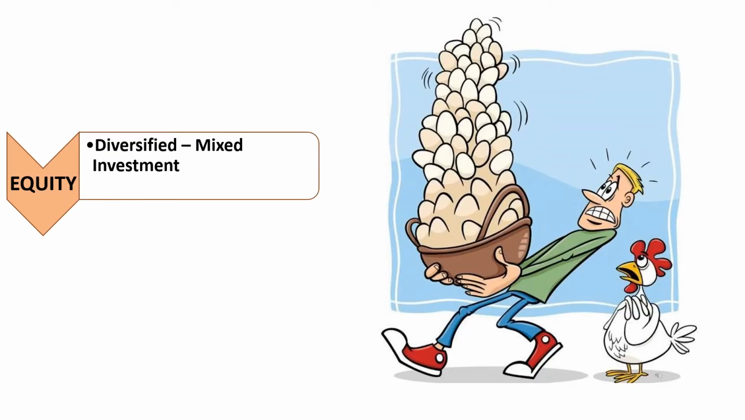Second category of equity mutual fund is diversified mixed fund, which is a mixture of large cap, mid cap, or small cap fund. Diversified equity oriented mutual funds are multi cap funds which change their allocation between sectors and companies based on market conditions.